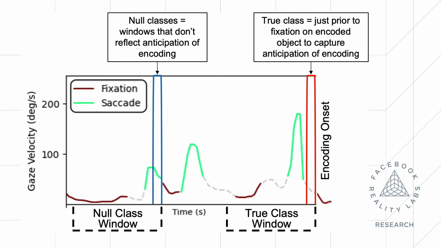From there, we used the gaze data from when participants searched for the object up until they fixated on the object that they encoded. We use sliding window logistic regression, as this is lightweight and can operate continuously in time. Any windows where the last value contained a null class meant no anticipation of encoding. Any windows where the last value contained a true class meant anticipation of encoding.